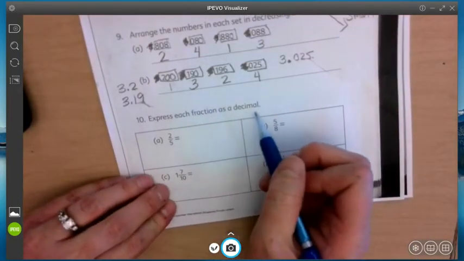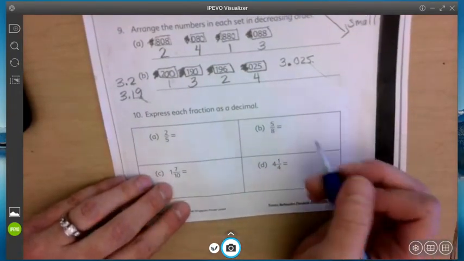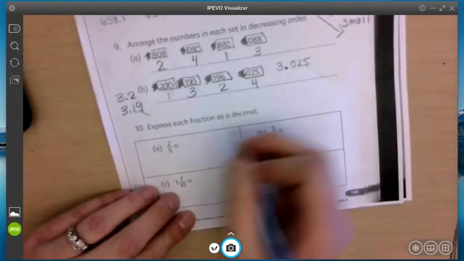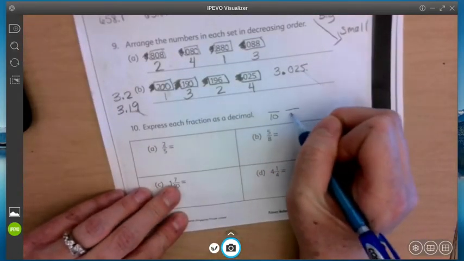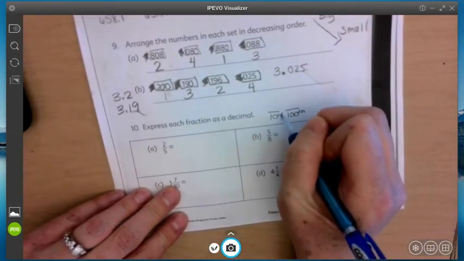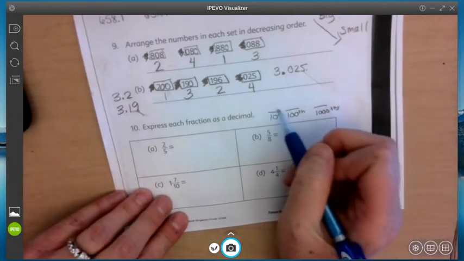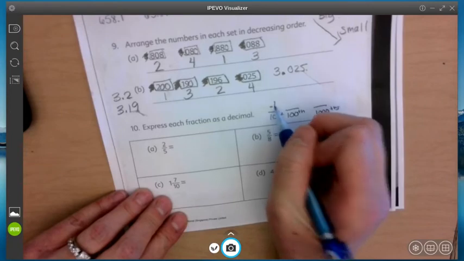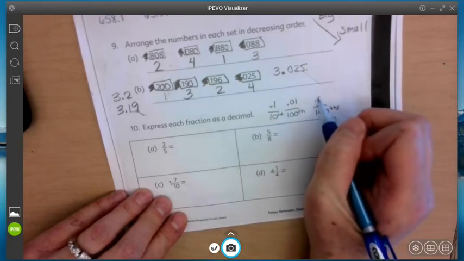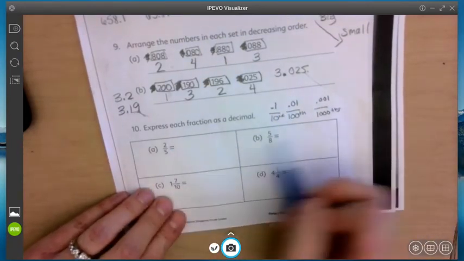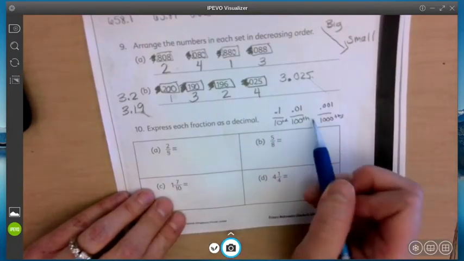Now it says express each fraction as a decimal. Well, we learned that in order, we're switching all of these over to tenths, hundredths, and thousandths. And then once we do that, we can easily write them. This would be 1 over, this would be 2 over, and this would be 3 over.